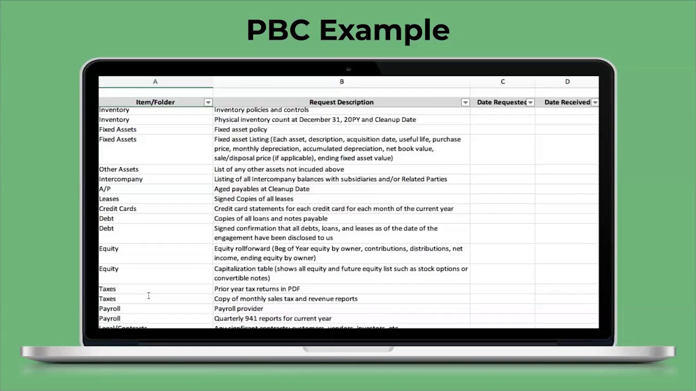The lower the price of your engagement, the harder time you will have getting PBCs or actually any help from your client at all. So if you have a client paying you $1,000 a month, they're telling you they do not value accounting, tax, or controls, and so they're not going to get you things either.